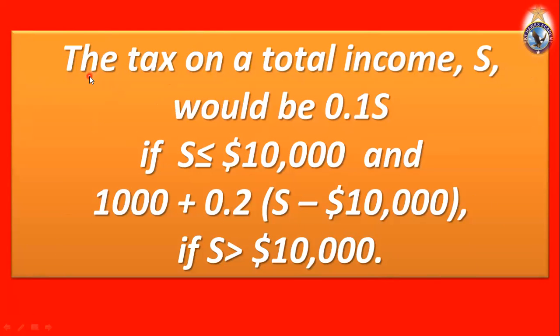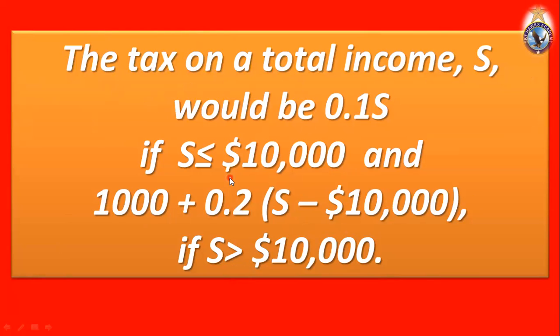Please read this one. The tax on a total income S would be 0.1 S if S is less than or equal to 10,000, and 10,000 plus 0.2 times S minus 10,000 if S is greater than 10,000. So that was the mathematical interpretation of that example.